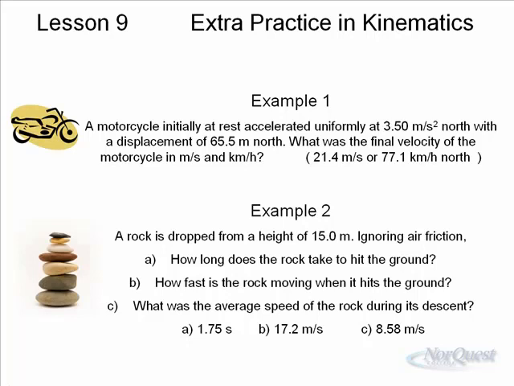So for example number 2, a rock is dropped from a height of 15 meters, ignoring air friction. How long does it take to hit the ground? How fast is it moving when it hits the ground? What's the average speed of the rock during the descent? And we talked about this a little bit to set you up. Now let's take a look at the solution.